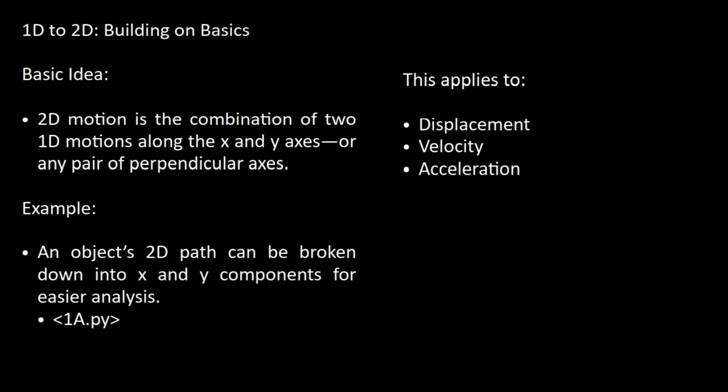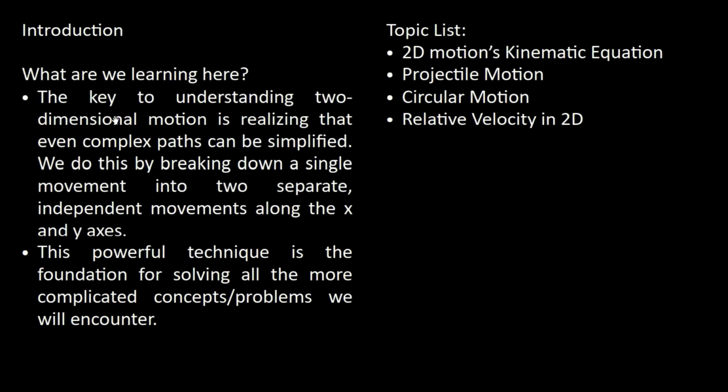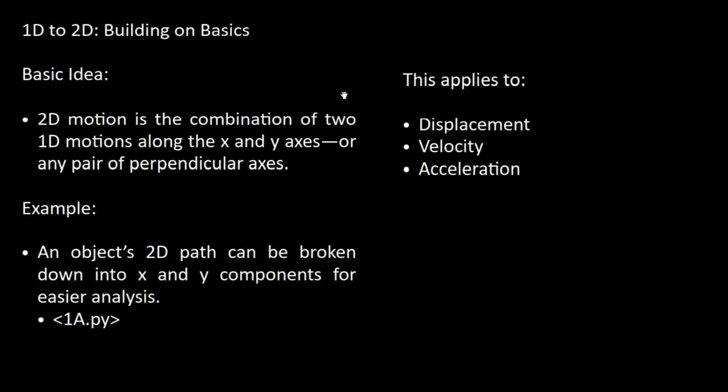As I mentioned at the start of the chapter, the key to understanding two-dimensional motion is to realize that any complex thing can be simplified by breaking it down. So we just keep going back to this slide, guys. An object's 2D path can be broken down into x and y components for easier analysis. So let me show that.